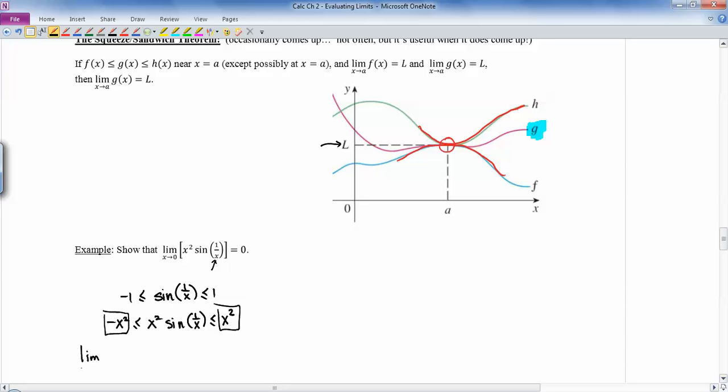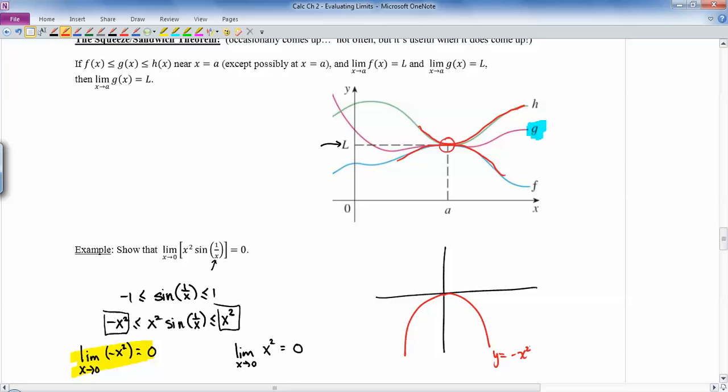So the limit as x goes to 0 for negative x squared, well, negative x squared is just an upside down parabola and it goes right through 0 and it's continuous there. So this is just 0. And the limit as x goes to 0 of x squared, that's also 0. So the function negative x squared does something like this. Positive x squared, this one, does something like this.